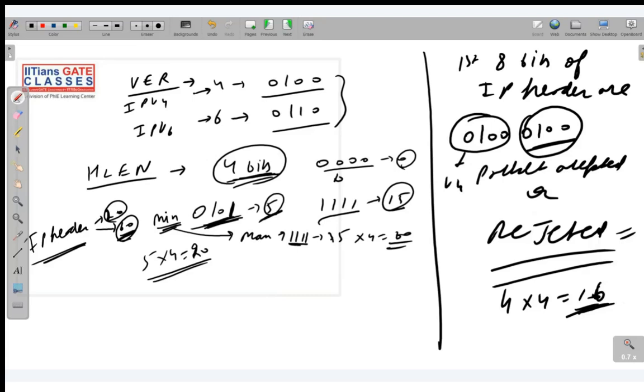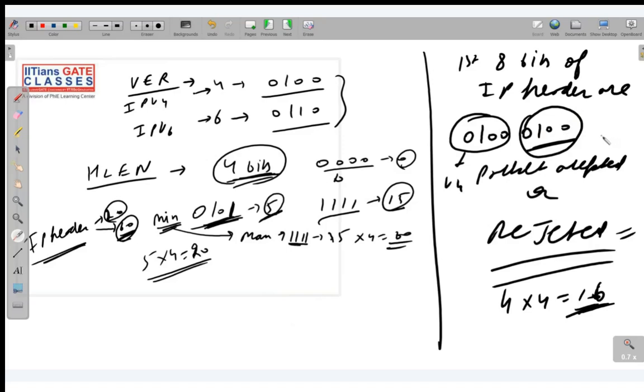We can't make it match with 4. This was the version, this was 4. We can put 101 here. If you put 101, I will say it is accepted, because 101 means 5. 5 into 4, that is 20. Any difficulty you are facing? No, nice. Understood, sir. Okay then.